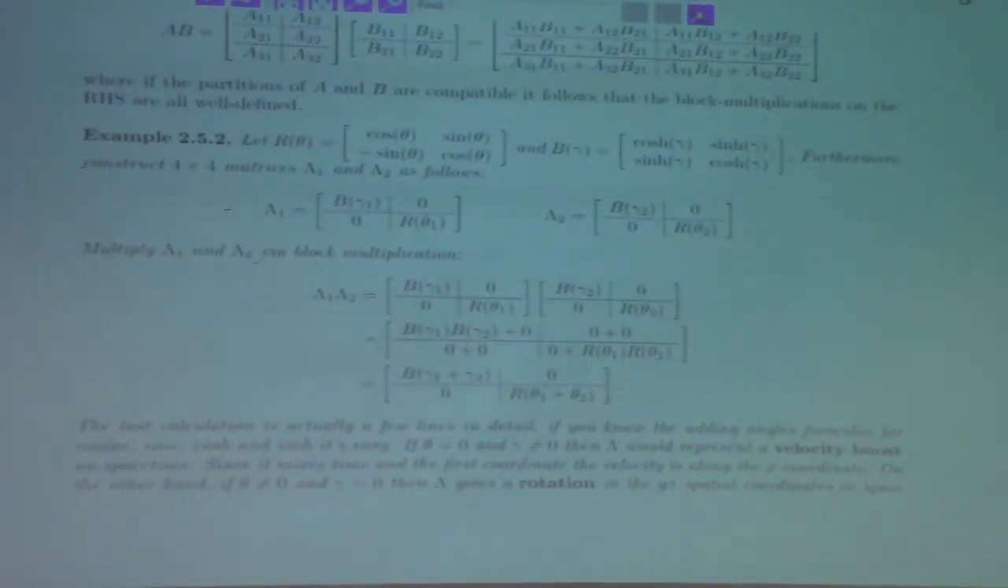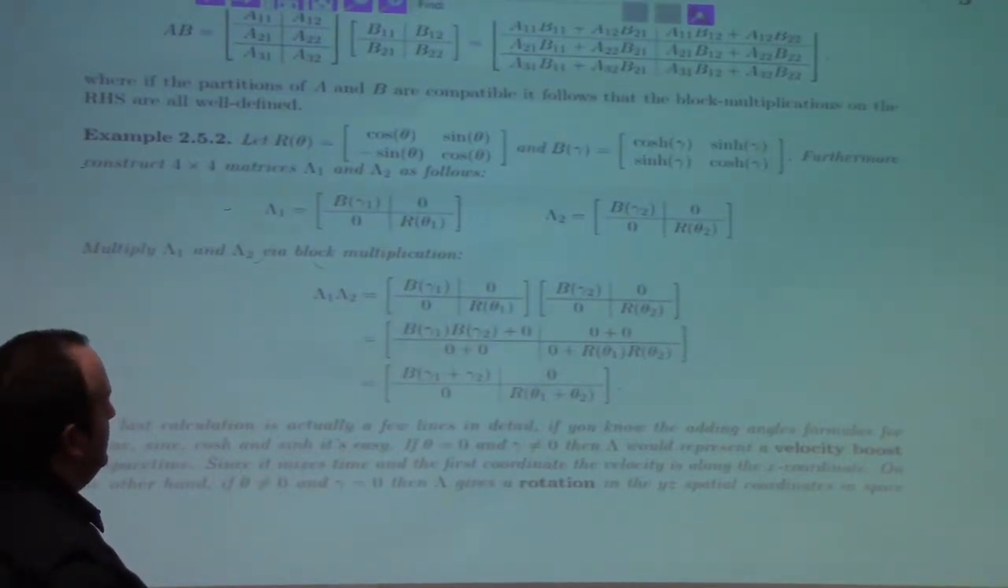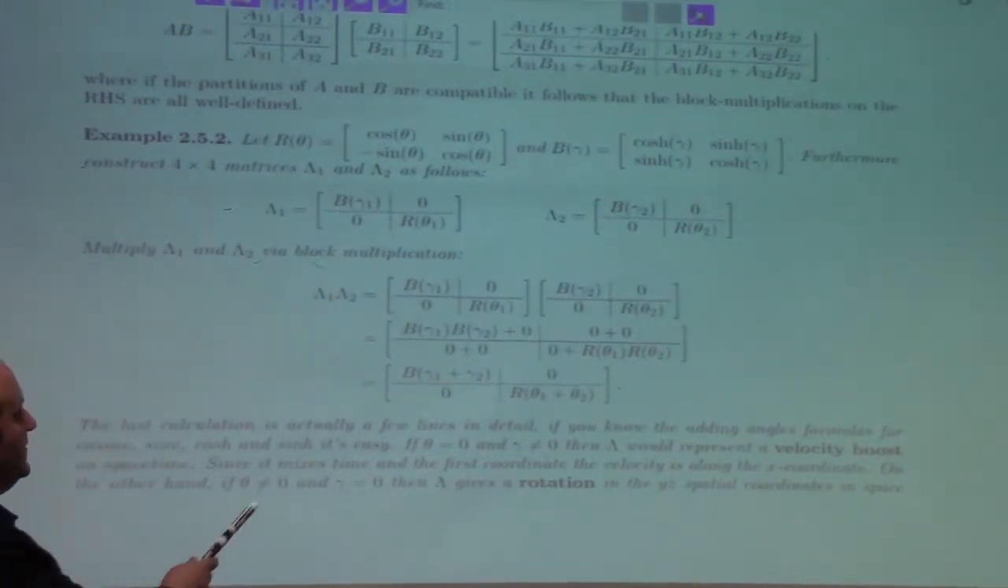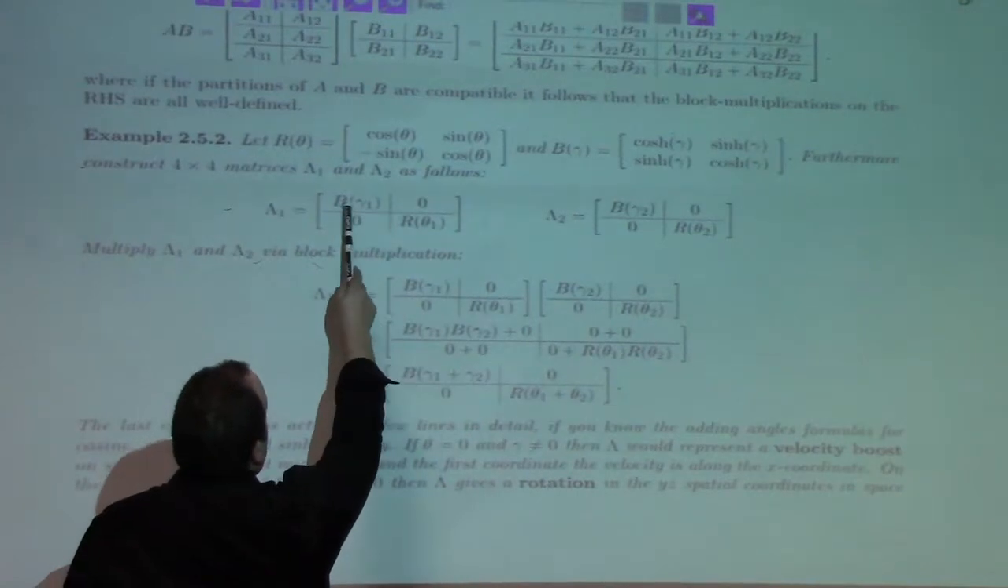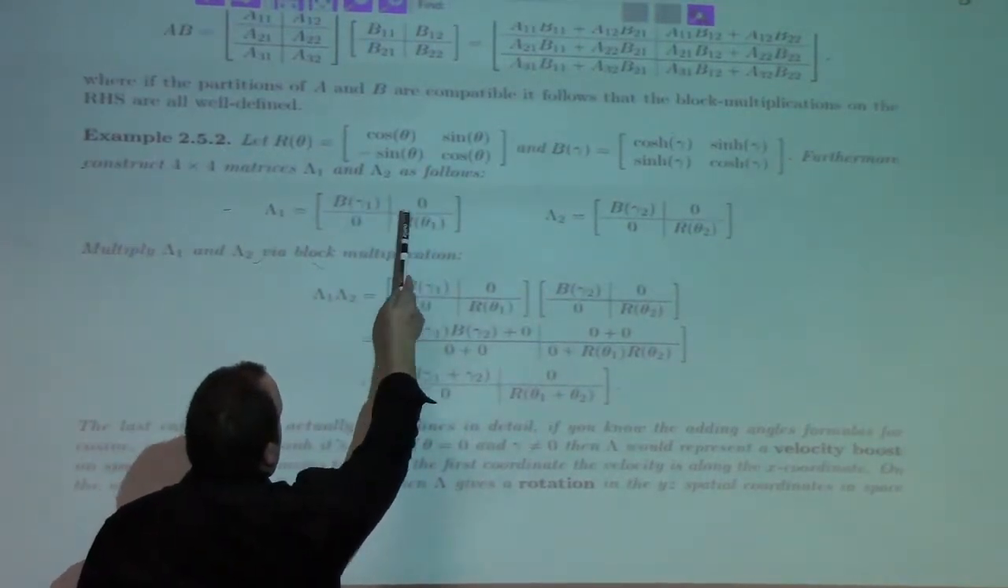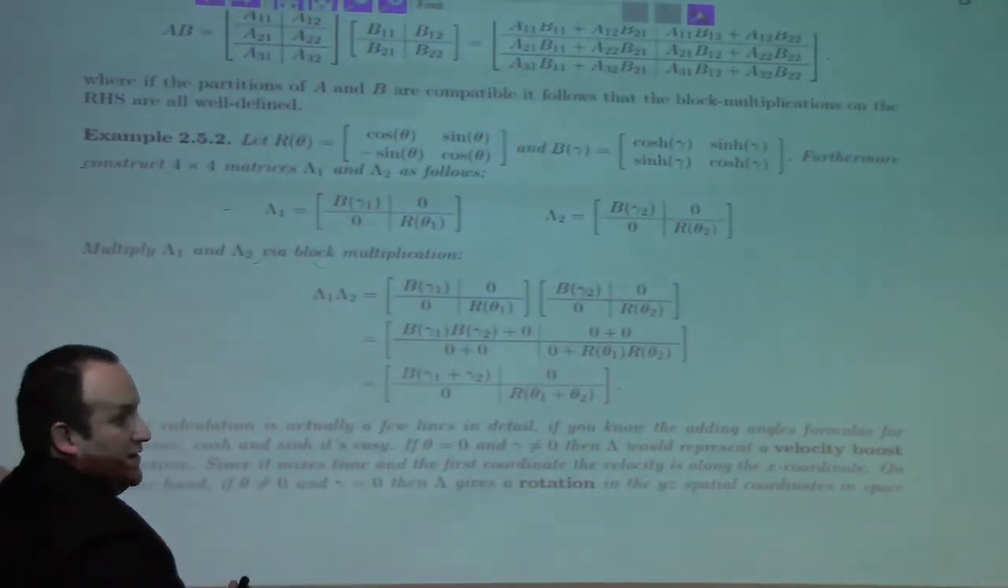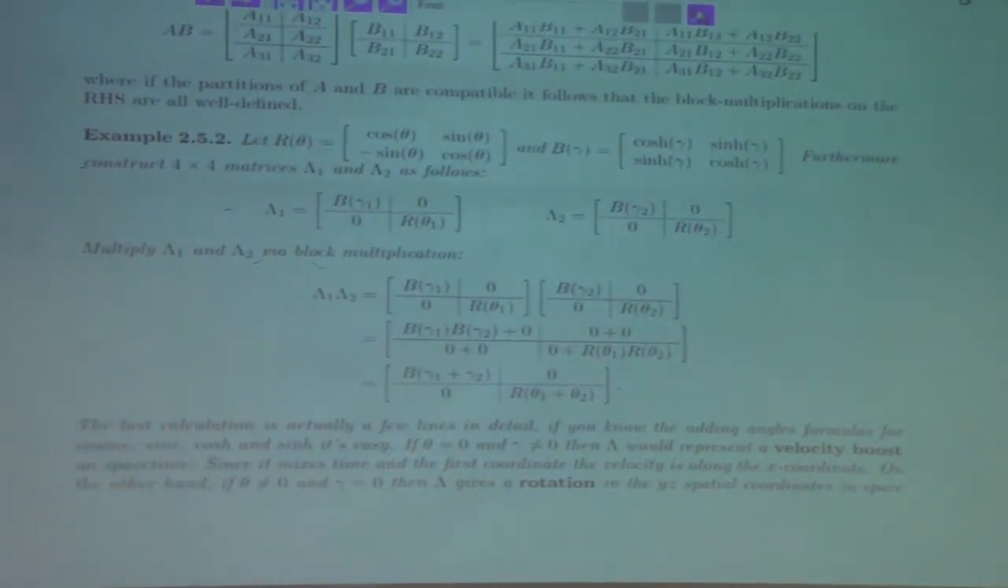Here's one. You could have these two 2x2 matrices, right? R of theta and B of gamma, cosines and coshs and sinhs. And you could construct these. These are called block diagonal matrices. This is a 2x2 matrix. That's a 2x2 0. This is a 2x2 0. This is a 2x2 matrix again. So we're looking at a 4x4 matrix, which is made of gluing four 2x2 matrices together.